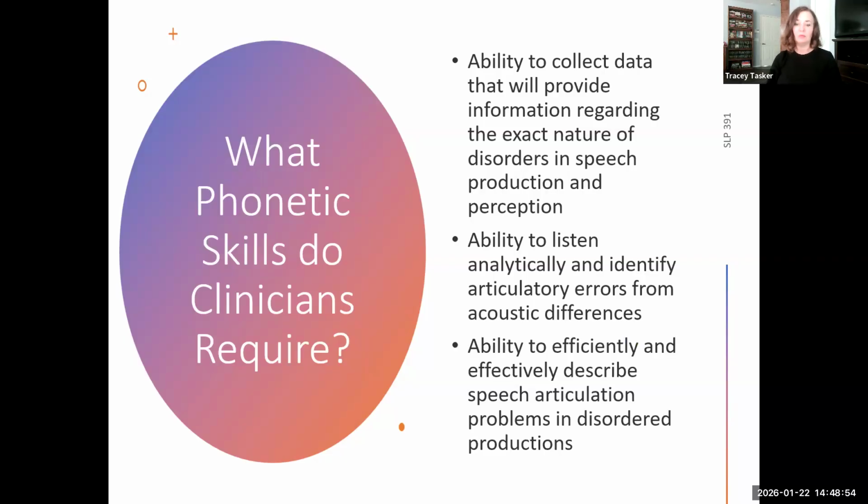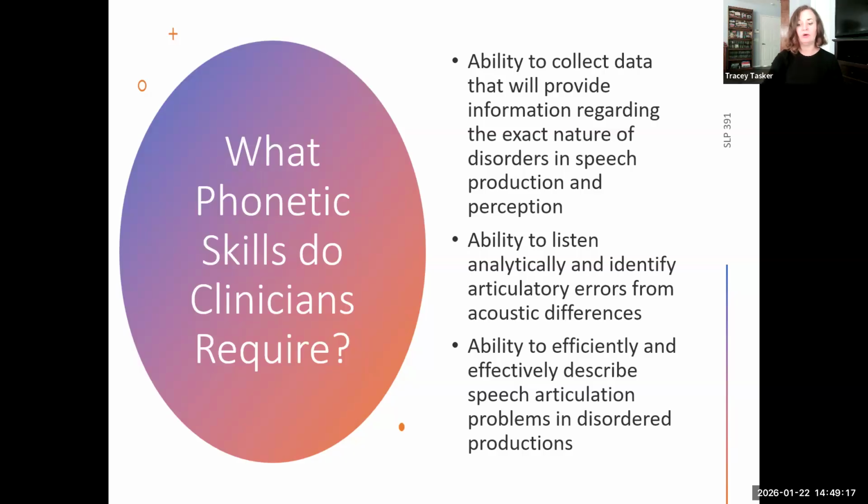Okay. And then what we're going to be working on in this class, especially, is being able to transcribe. So being able to quickly listen to what someone is saying and be able to just transcribe it into the IPA language. I say language because IPA really is almost like its own language.